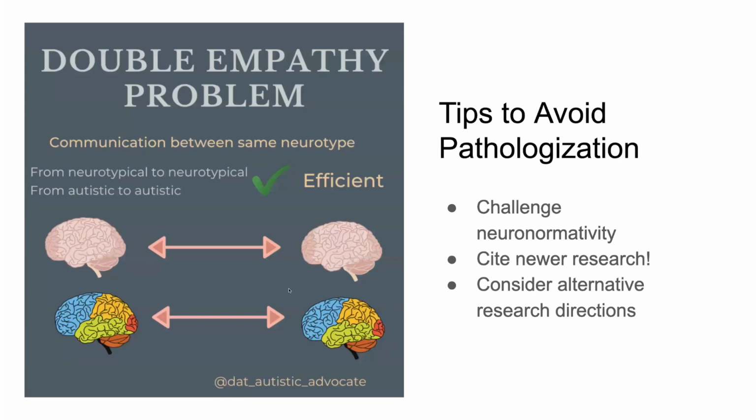And so our tips for avoiding pathologization are basically just challenging neuronormativity, citing newer research, and considering alternative research directions instead of just focusing on teaching autistic people how to adapt to neurotypical social norms.